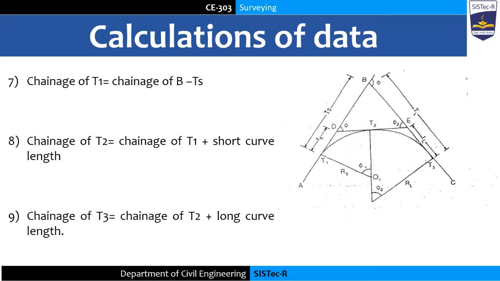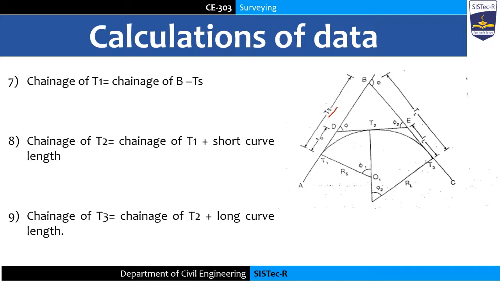Now we have the chainage for different points. Chainage of T1 equals chainage of B minus capital TS. This we have seen in the last video also, how we calculated the chainage of the first tangent point: it was equal to the chainage of the intersection point minus the tangent length. So in our compound curve, chainage of T1 will be equal to chainage of B, that is the chainage of the intersection point, minus this capital TS.